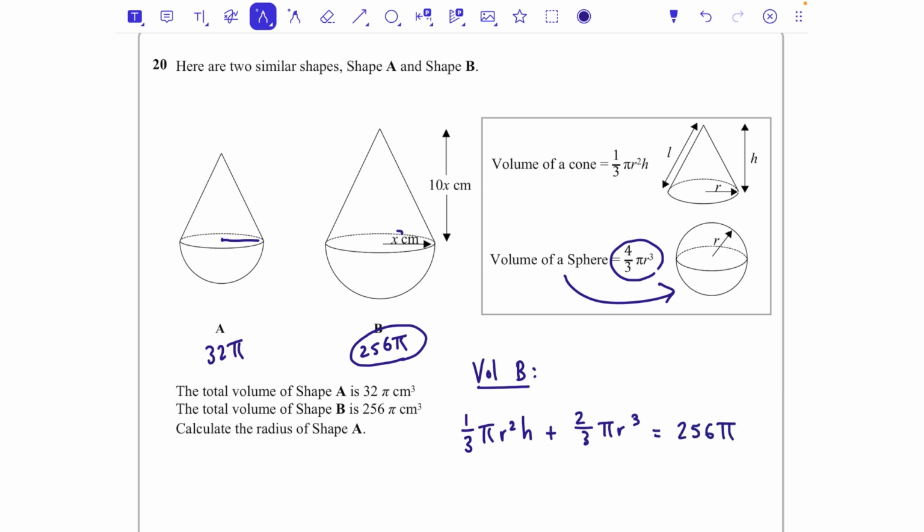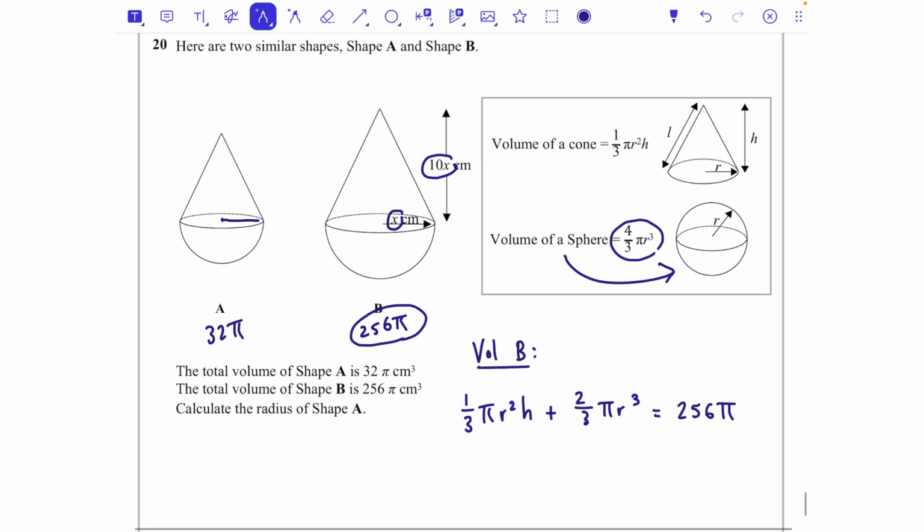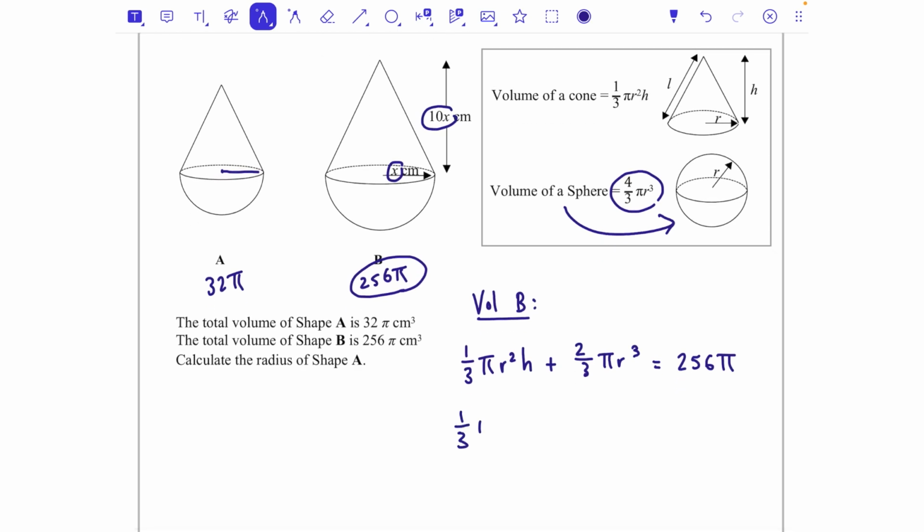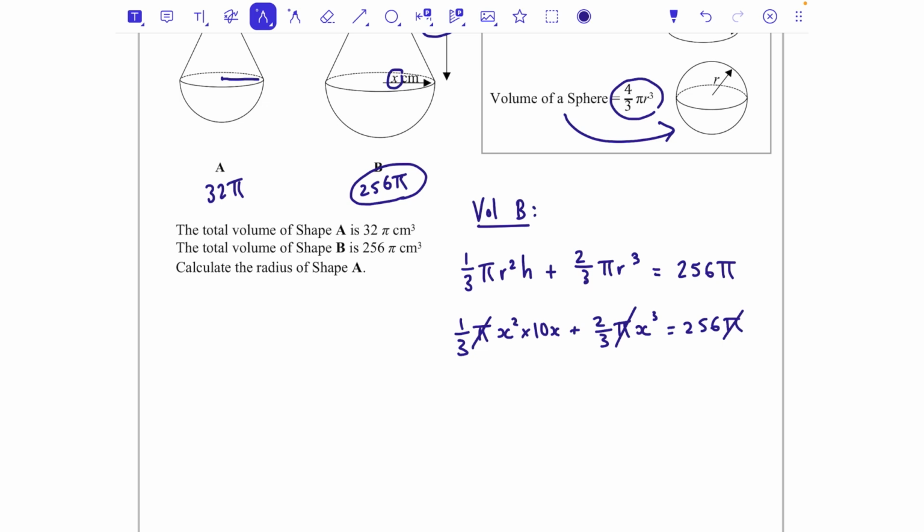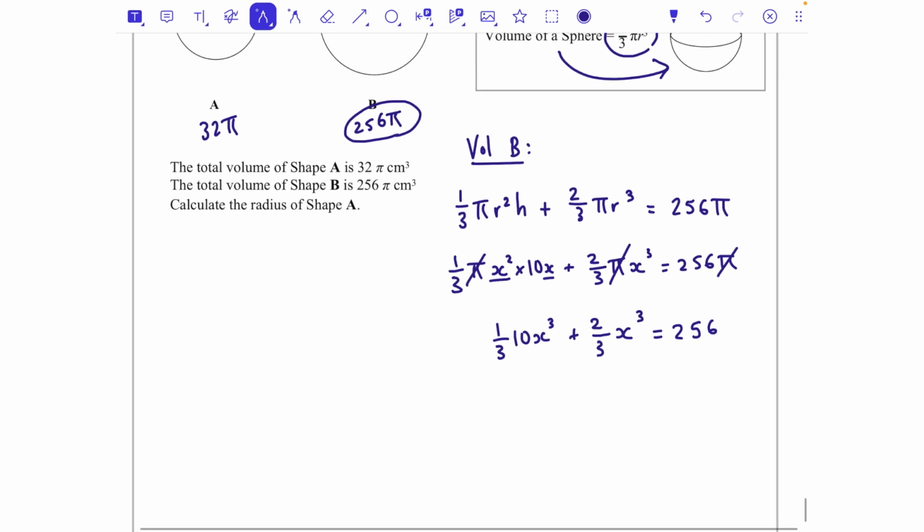Now we know the radius is x, and we know the height is 10x. So let's fill those in. 1/3 times pi times x squared times 10x, add 2/3 pi x cubed equals 256 pi. Now everything has pi in it, so I can divide by pi and get rid of those. I'm then left with 1/3 of 10x cubed, because I've got x squared times x there, add 2/3 of x cubed equals 256. Now these are both x cubed, so I can collect these like terms.